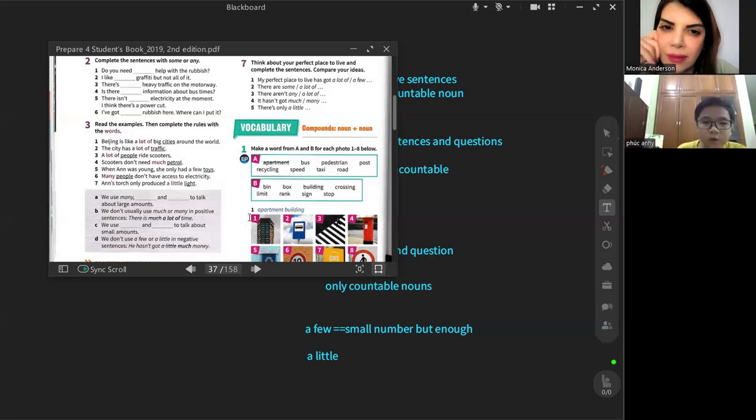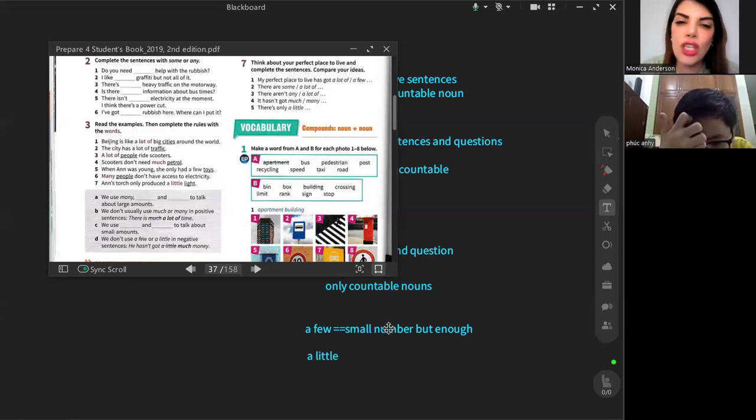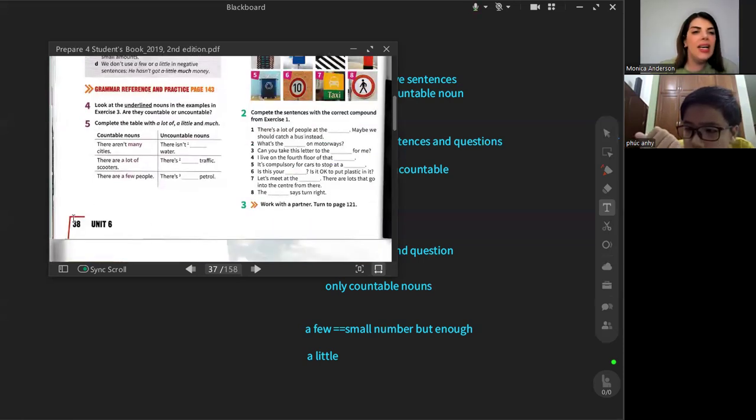We use a few and a little to talk about small amounts. Very good. And we don't use a few or a little in negative sentences. Right? So not "he hasn't got a little." No, much and many for negative. So when we have negative sentences, we use much and many. Okay, now let's complete the table with a lot of, a little, and much.